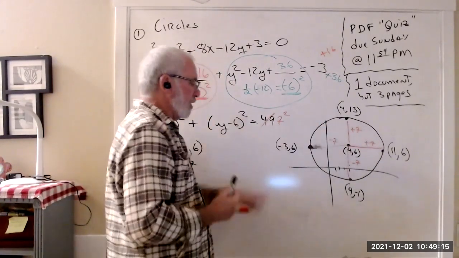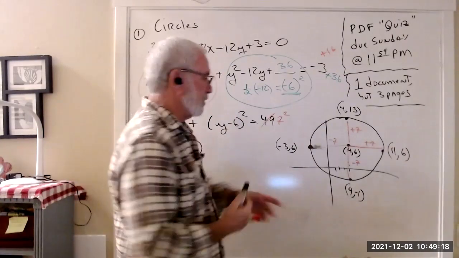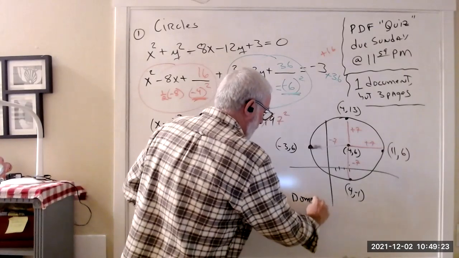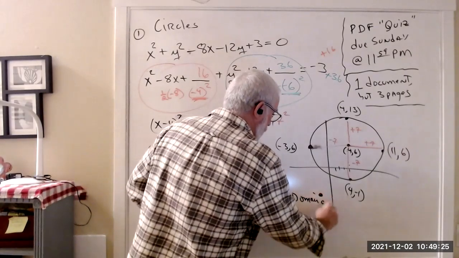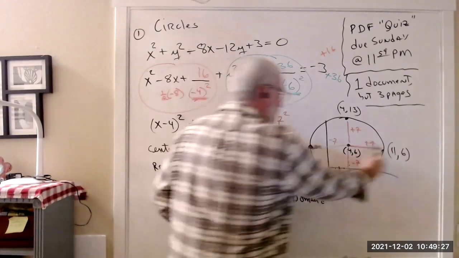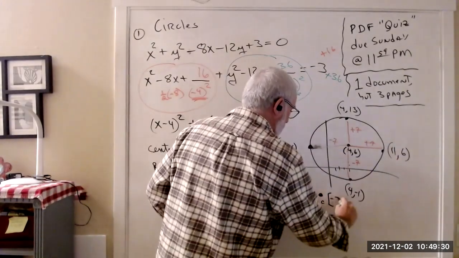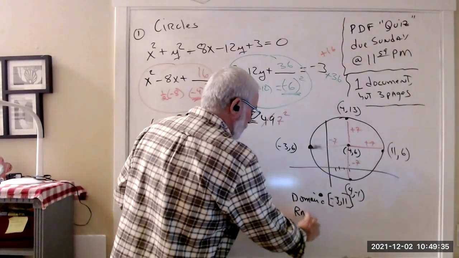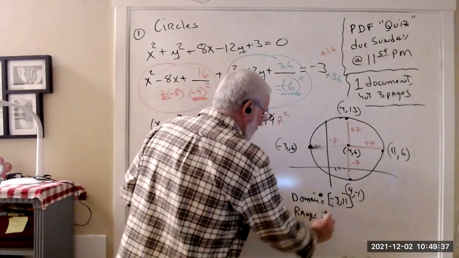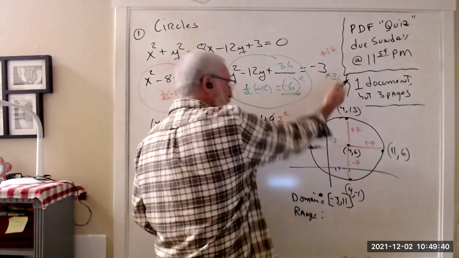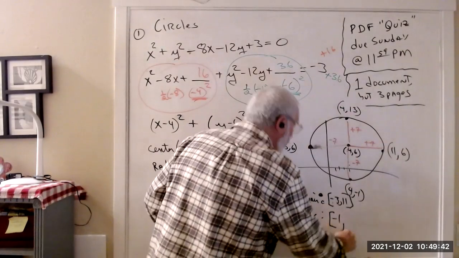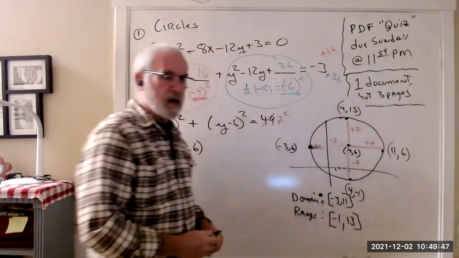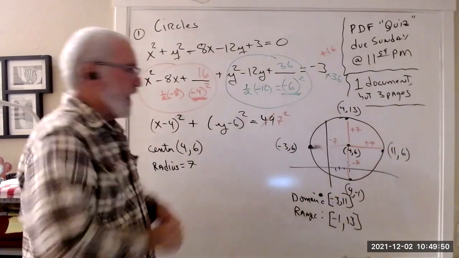Then the domain of this picture is all possible x values. So the domain is going to equal everything from -3 to 11. Bracket. And the range is going to be from the lowest point to highest point. That's everything from -1 to 13. The range represents the y values. And that's it.